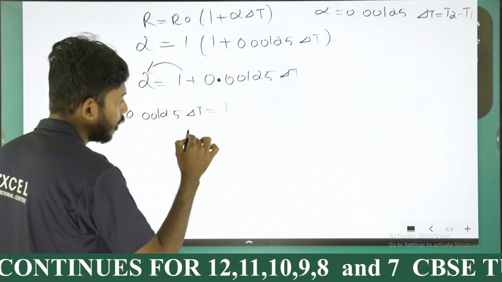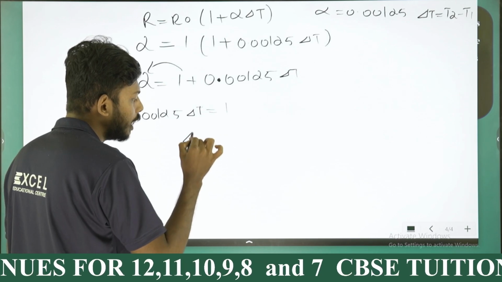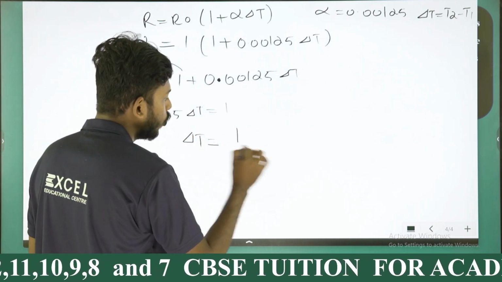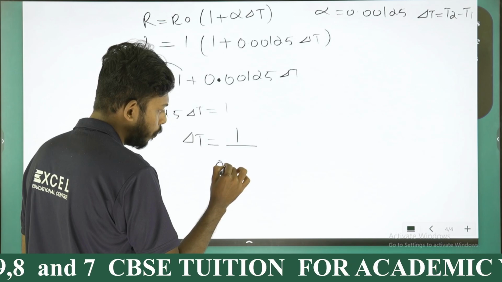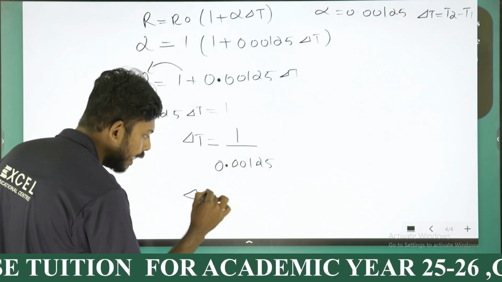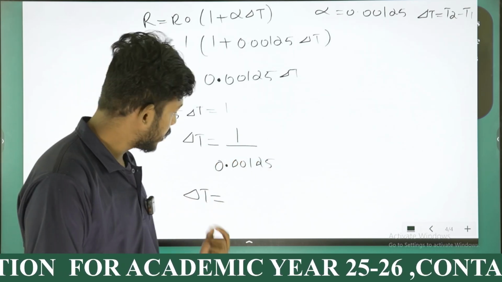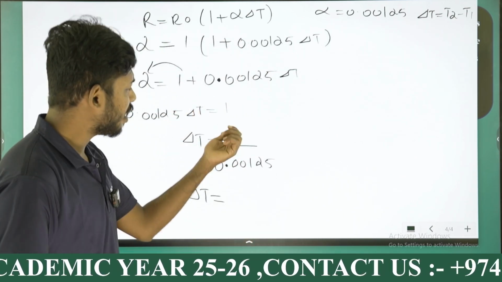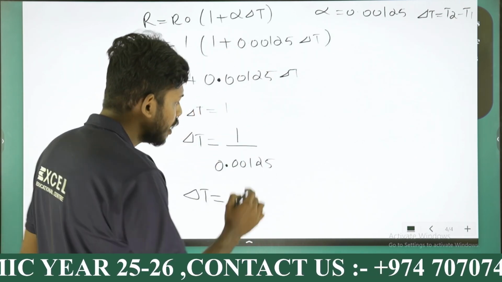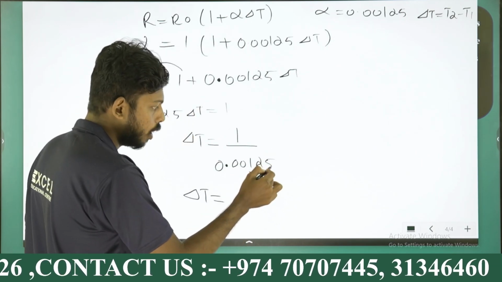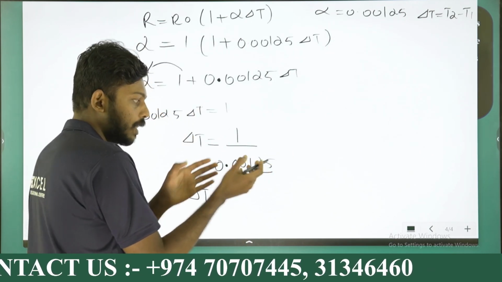Then we have to find the temperature. So delta T, making the equation something related to temperature, delta T is equal to 1 divided by 0.00125. So the delta T will be 1 divided by 0.00125. You can find it in a very simple manner. Just keep this term 125, so 1, 2, 3. I am taking it as 125.